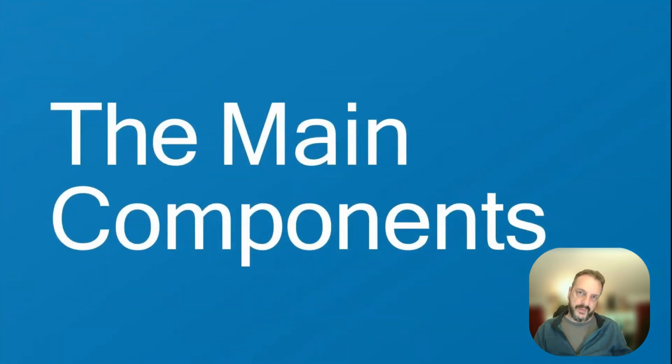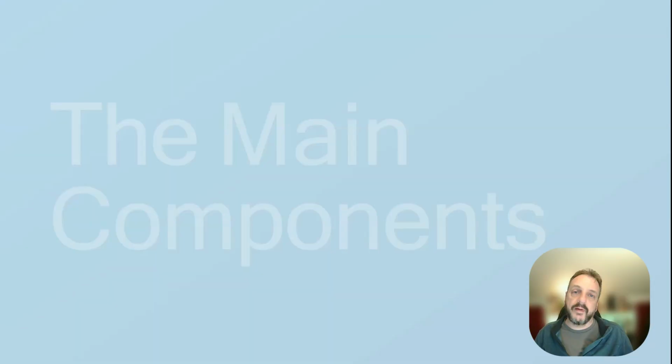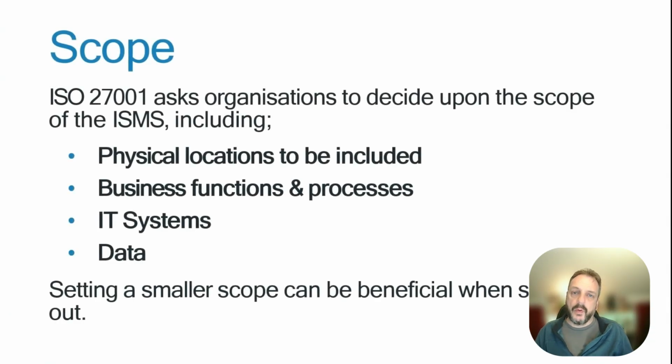So the main components then of an ISMS, and therefore ISO 27001, we start with the scope. So the scope asks organizations to define the ISMS and the data boundaries, if you like. So we're talking about physical locations like offices, business processes that might be involved. You might say accounting's involved and HR, but not customer service. That might be unusual, but then you might choose which business functions fall within scope. You'll also be looking at the IT systems and the data that you're processing, and that will determine a large part of what your scope is.